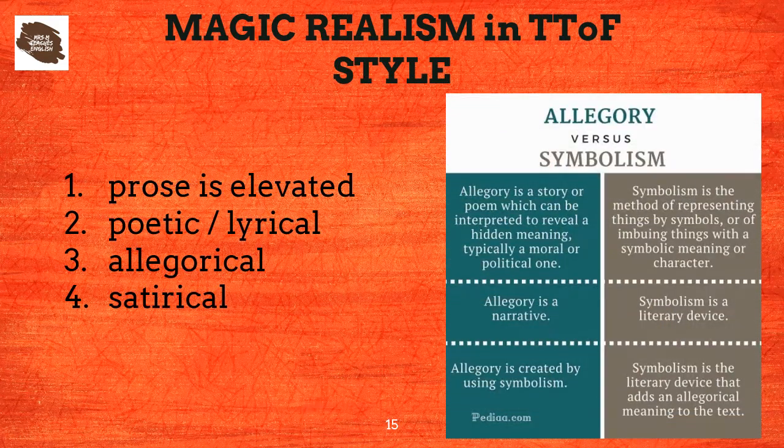Now, please take note of the difference between allegory and symbolism. Allegory is the style of writing. It's narrative, and the story is told in order to reveal a hidden meaning. Symbolism is a literary device, and there are symbols in the allegory that add meaning to the text.